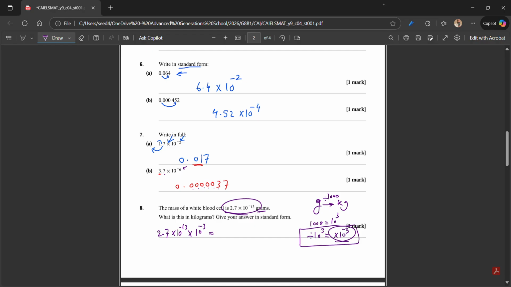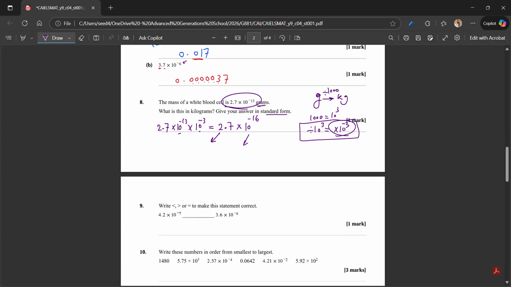So here, guys, what we can do: write 2.7 then times, here same base, write only one base which is 10, and add the powers, negative 13 minus 3, it will be negative 16, and it's this way. And he said give your answer in standard form. Guys, our answer is already in standard form. How do we know? Here the 2.7 is between 1 and 10, and here it's times 10 power a number. So this is very important, guys.